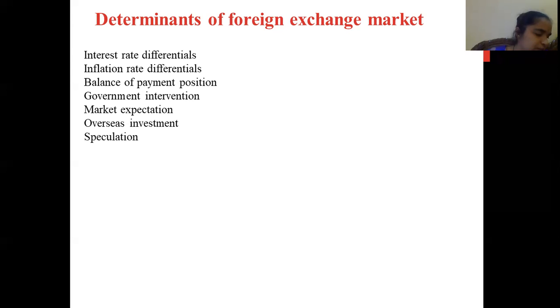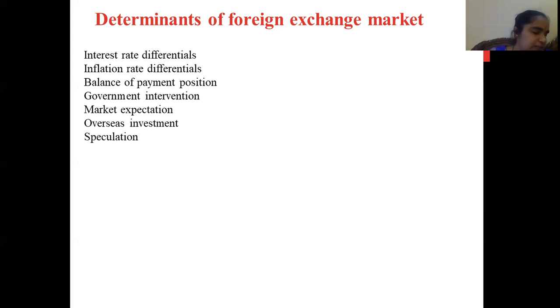Overseas investment means when one country is trying to increase its investment outside. So when people from India are investing in another country, the demand for the currency of the country in which they are trying to invest will increase, and so its rate will increase. On the other hand, if many people are interested in investing in India, the value of the Indian currency will definitely increase.